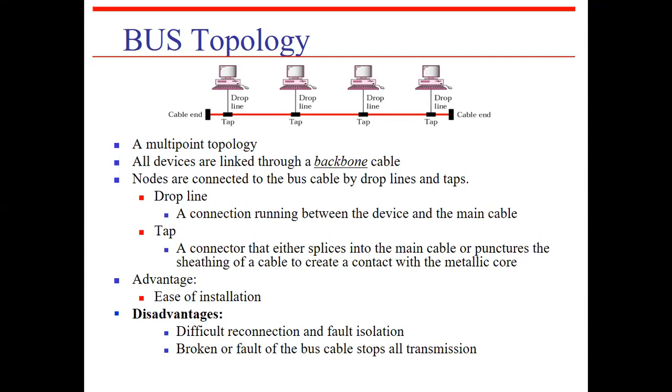The main advantage is ease of installation. The disadvantages are difficult reconnection and fault isolation. A break or fault in the bus cable stops all transmission. Suppose the main bus cable fails or is broken, then the entire connection stops. Okay, this is the bus topology.